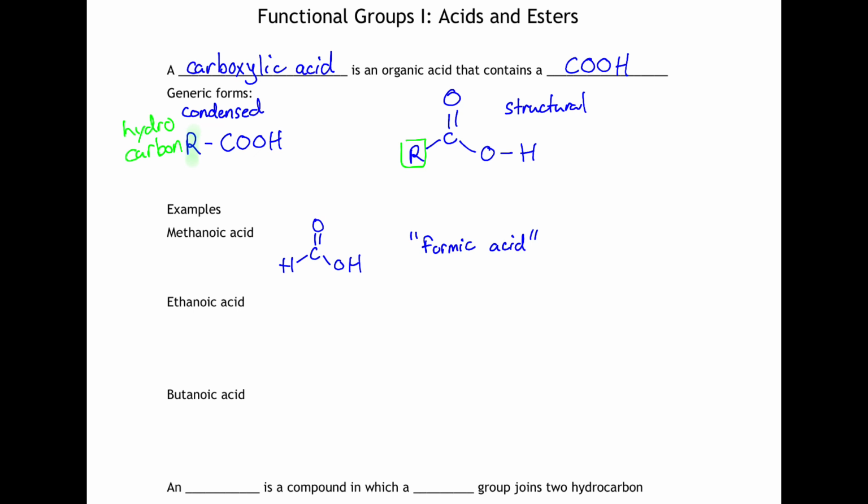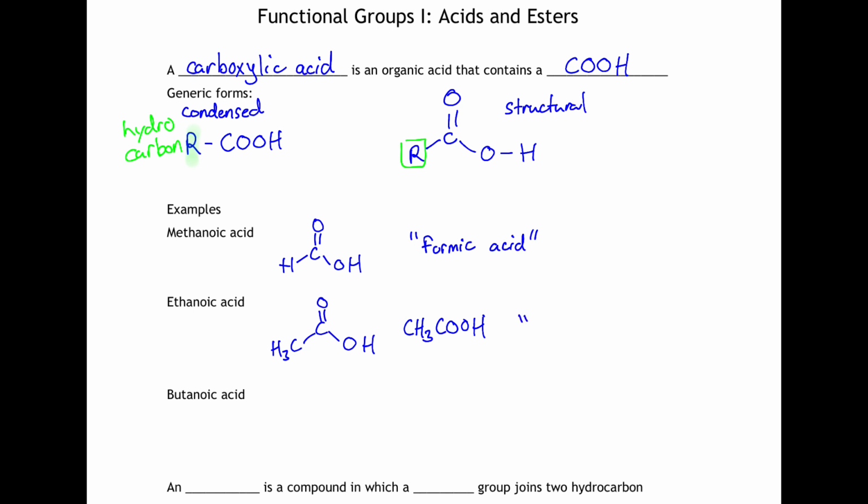Any guesses for ethanoic acid? Two carbons. So we're going to do an H3C, double bonded to a C, single bonded OH, O, like that. Ethanoic acid will be this particular thing. In condensed form, if I write CH3COOH, that's also ethanoic acid. Does that look familiar to anyone?